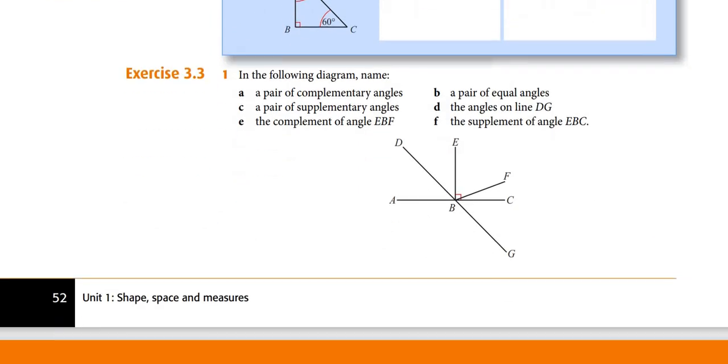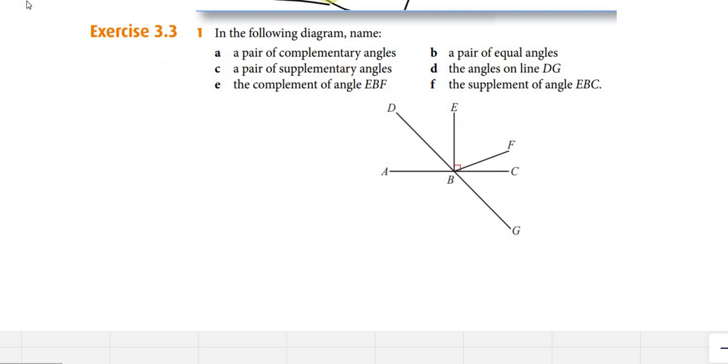Exercise 3.3. In the following diagram, name a pair of complementary angles. For example, complementary angles are angles ABF. Let's write this down. Which are complementary angles? They are the angles that add up to 90 degrees. So which angles add up to 90 degrees?